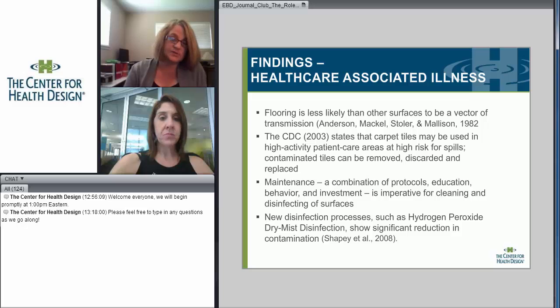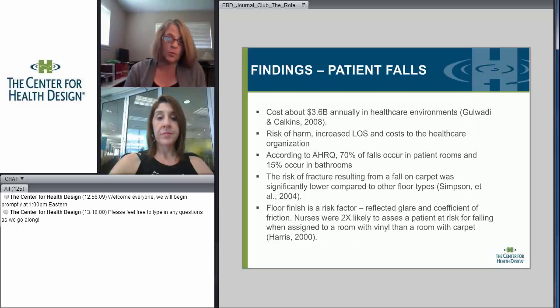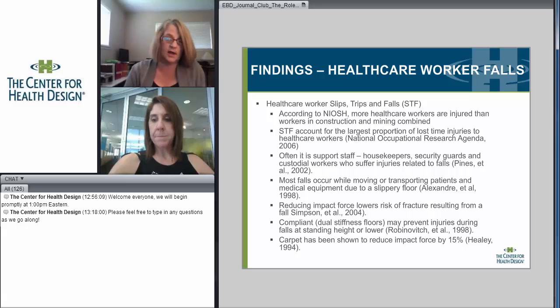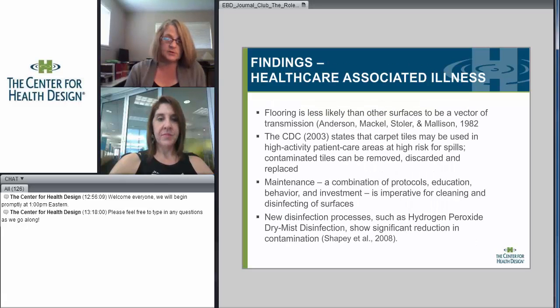Well, it's interesting. Things have changed somewhat, but generally speaking, flooring is not considered a major vector of transmission. It can be, just like any other surfaces. It's just less likely to. Of course, the CDC published in 2003 their stated opinion on where you can use carpet tiles and how that impacts the design and what you can do.